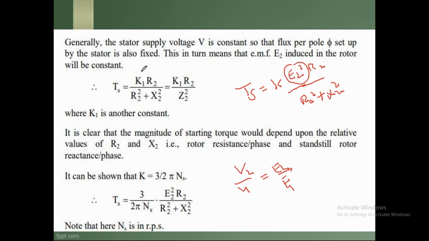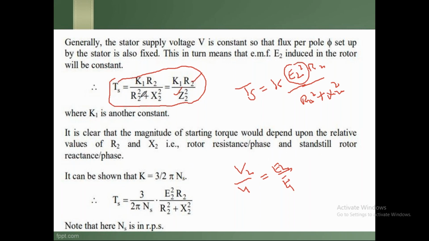So here E2 is constant, right? That's why I eliminated this. So finally K1 R2 divided by Z2 square. This is the starting torque equation when the induced EMF is considered as a constant. Now it is clear that the magnitude of starting torque depends upon the relative values of R2 and X2. In this equation we only have R2 and X2, right? So the starting torque depends on the rotor resistance and the standstill rotor reactance.